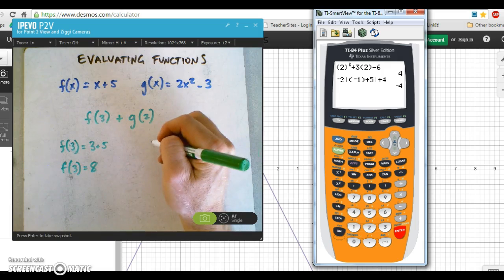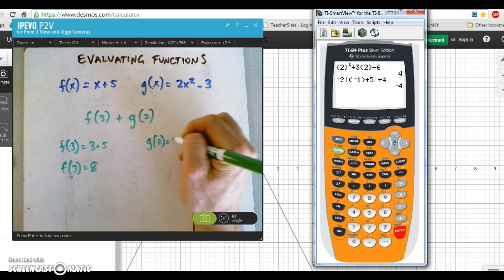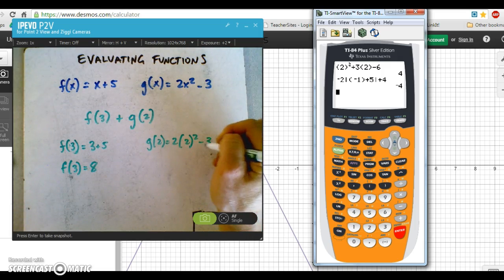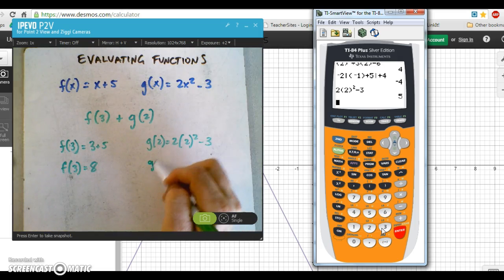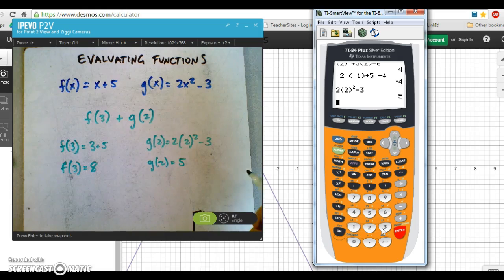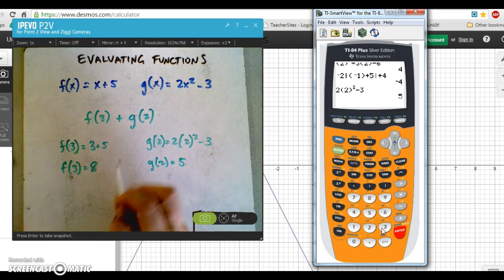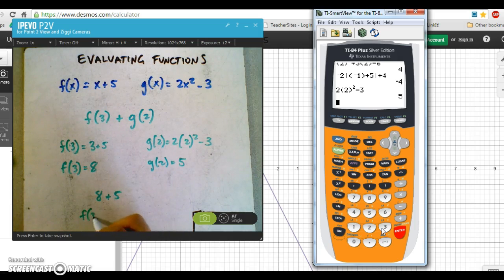g of 2 is going to be 2 times 2 squared minus 3. Don't forget your order of operations. Use the calculator if you need to. 2 times 2 in parentheses squared minus 3. That's going to be 5. So g of 2 is 5. And so f of 3 plus g of 2 is really 8 plus 5. What's 8 plus 5? 13. There's your answer.